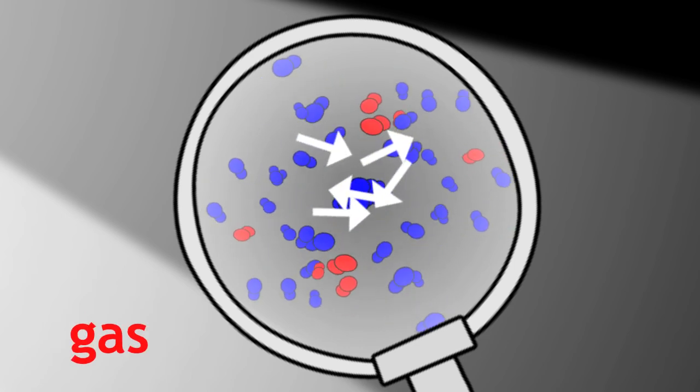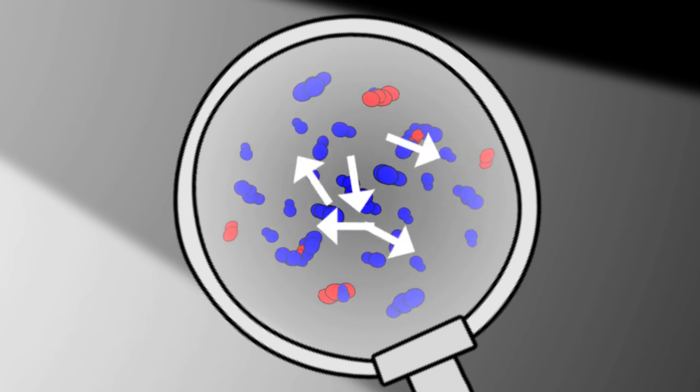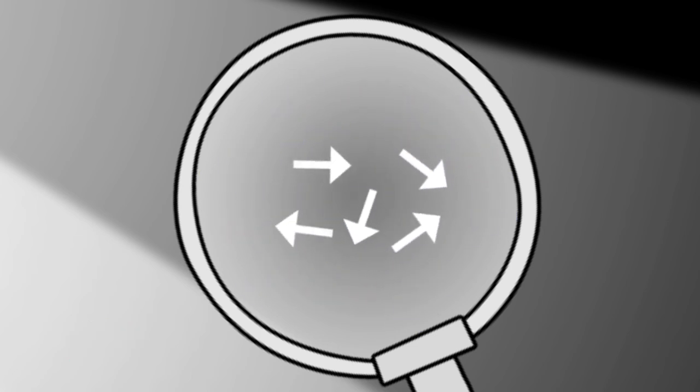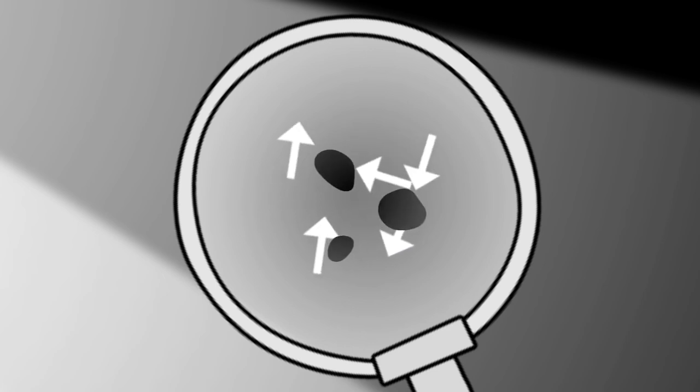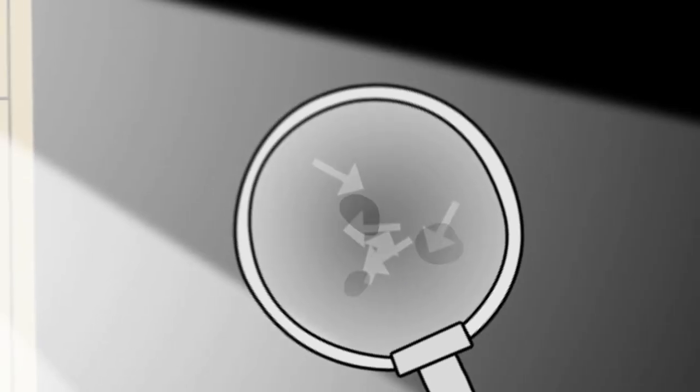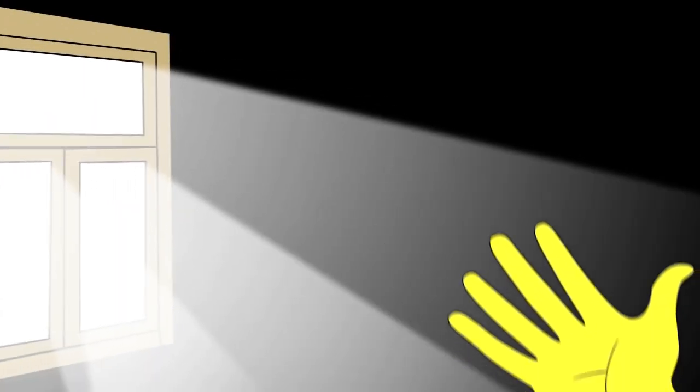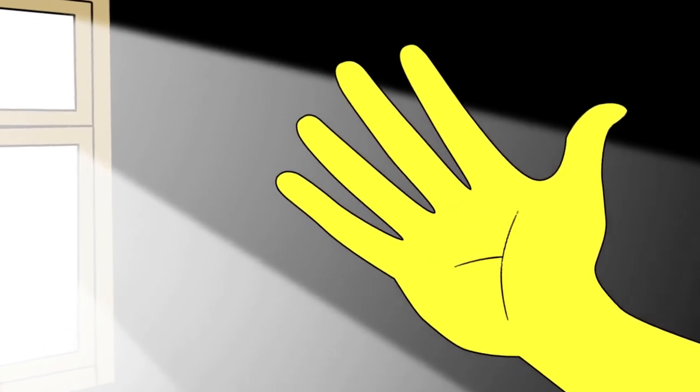You are unable to see the gas particles directly because they are too small, but you can see the larger dust particles. The reason that the dust particles move randomly is because of the gas. We know that the gas is there because every time we move our hand through the air, we feel them against our hand. Try it now.